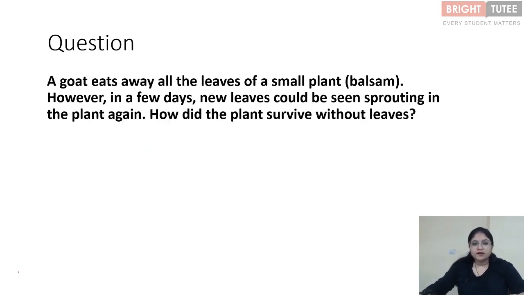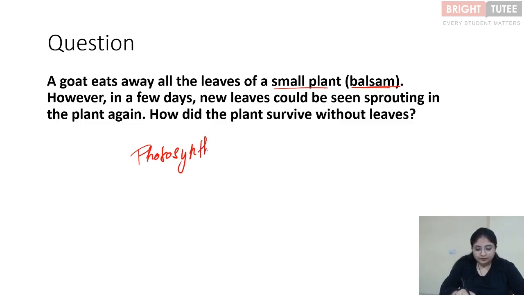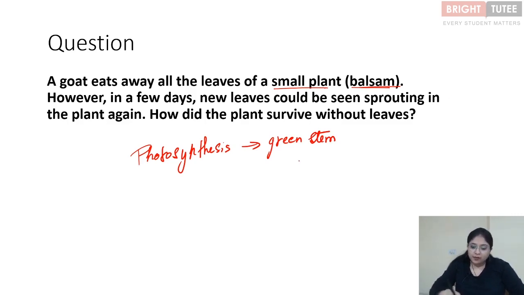A goat eats away all the leaves of small plant balsam. However, in a few days, new leaves could be seen sprouting in the plant again. How did the plant survive without the leaves? So in small plants like balsam, the stem is also green. So photosynthesis actually occurred in the green stem of the plant, right? And because of this reason, the plant was able to survive because the stem was doing the photosynthesis process.